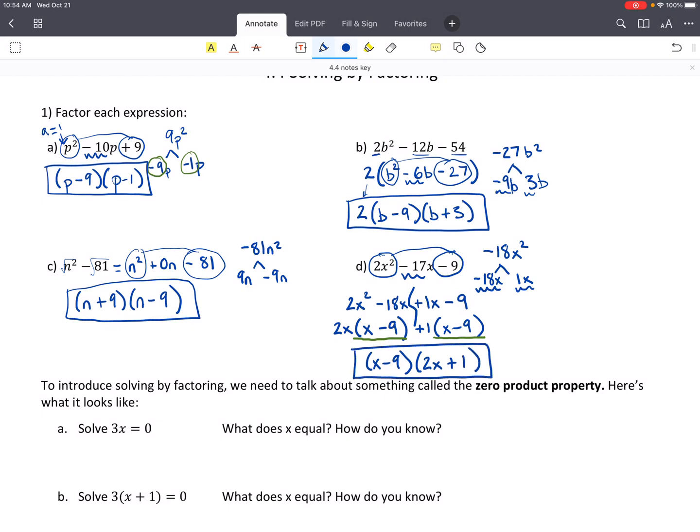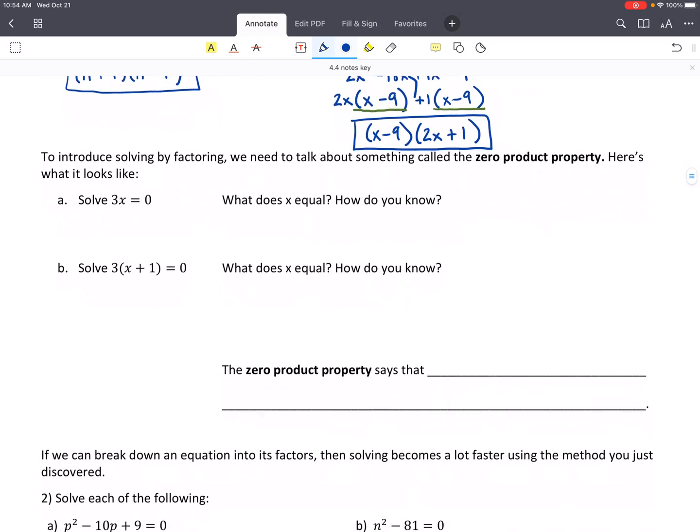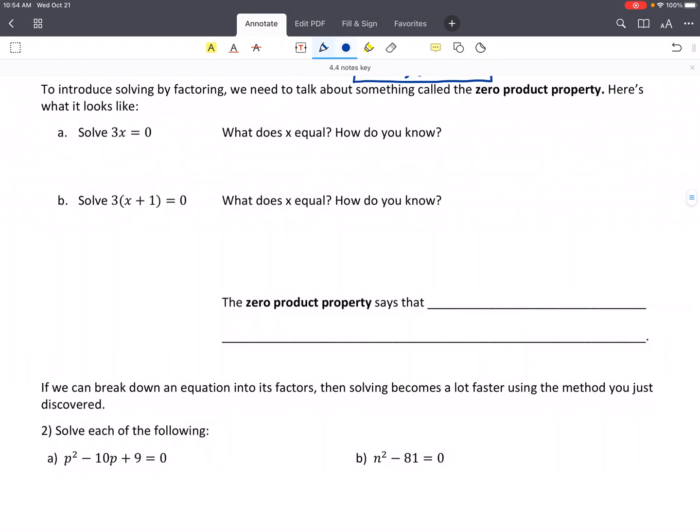So there was a very quick review of factoring. And if you have questions about factoring, I would suggest you go back and review any of the videos or notes from Unit 3. So how does this help us to solve an equation? Well, let's take a look.